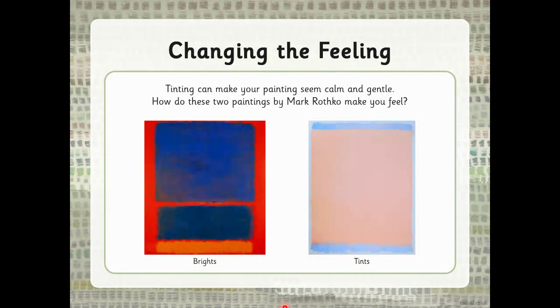Now, do you recognise this type of art? These two paintings are by Mark Rothko that we did the other week. Now, the first painting is very, very bright, isn't it? And it makes you feel quite bright and happy, doesn't it? The other painting that Mark Rothko did, he's used tints of colours, and they're a lot paler and a lot softer, and these types of colours can make you feel a lot calmer. They're calming colours because they're pale.